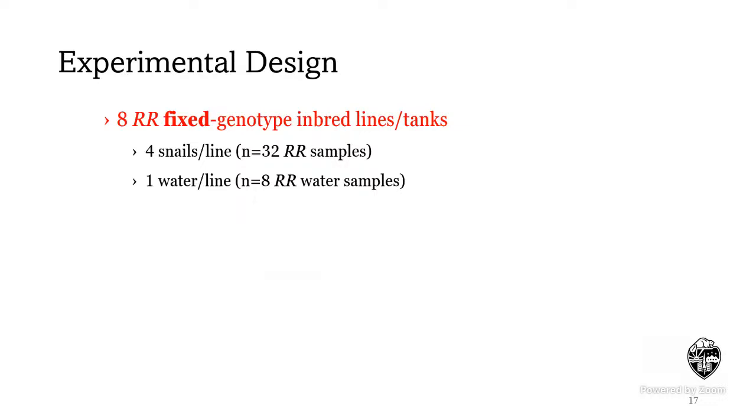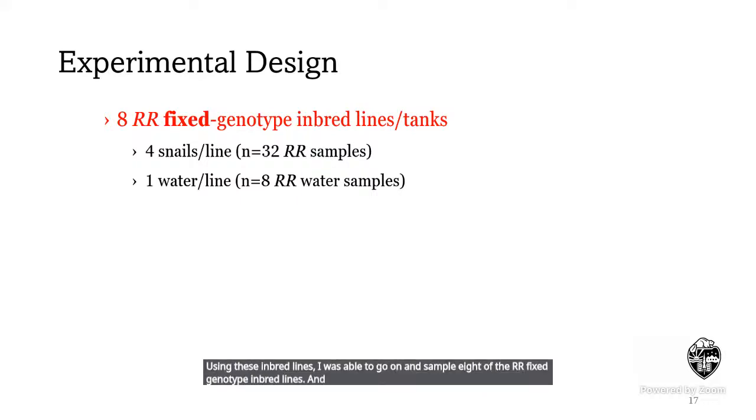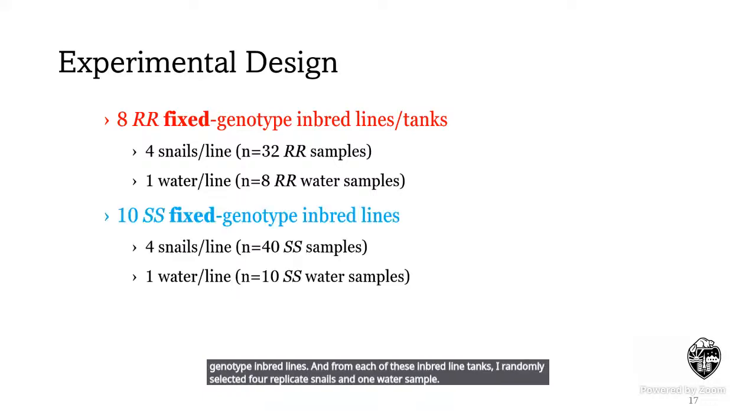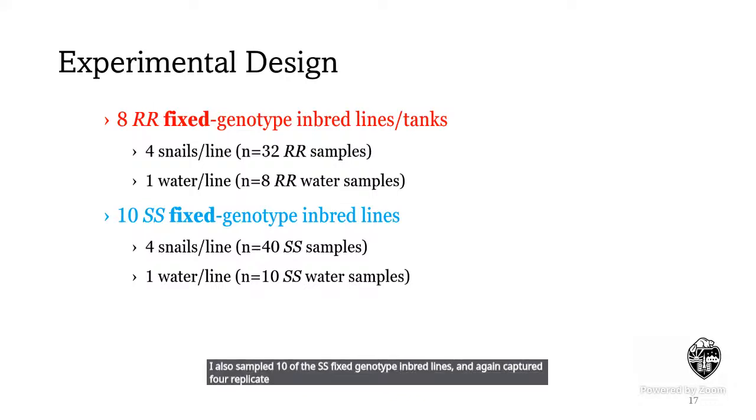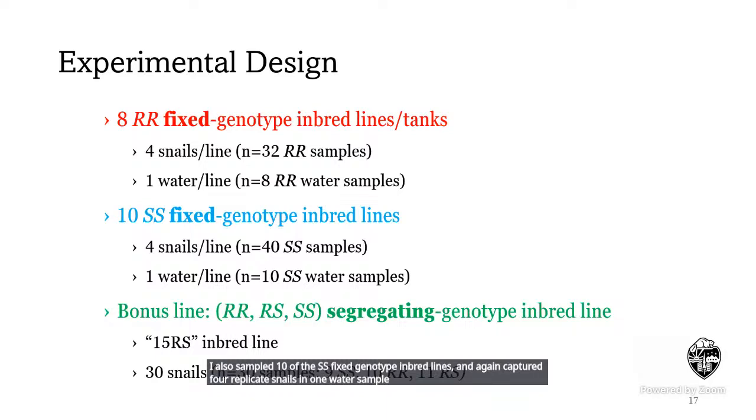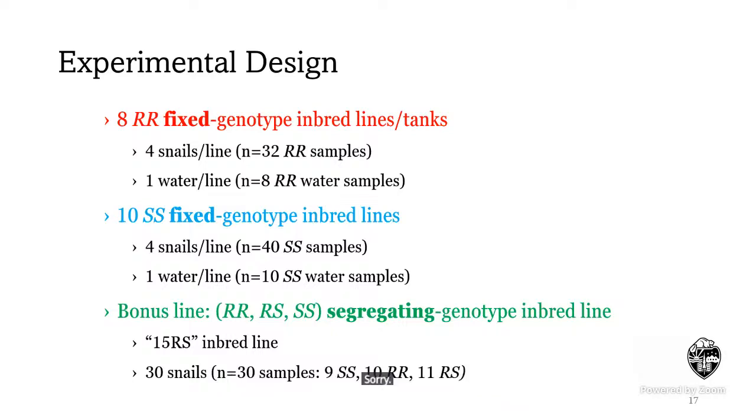Using these inbred lines, I was able to go on and sample 8 of the RR fixed genotype inbred lines. And from each of these inbred line tanks, I randomly selected 4 replicate snails and 1 water sample. I also sampled 10 of the SS fixed genotype inbred lines and again captured 4 replicate snails and 1 water sample. I also sampled 1 bonus line that was still segregating at the PTC2 locus. That means that it contains all 3 of the PTC2 genotypes: RR, RS, and SS.